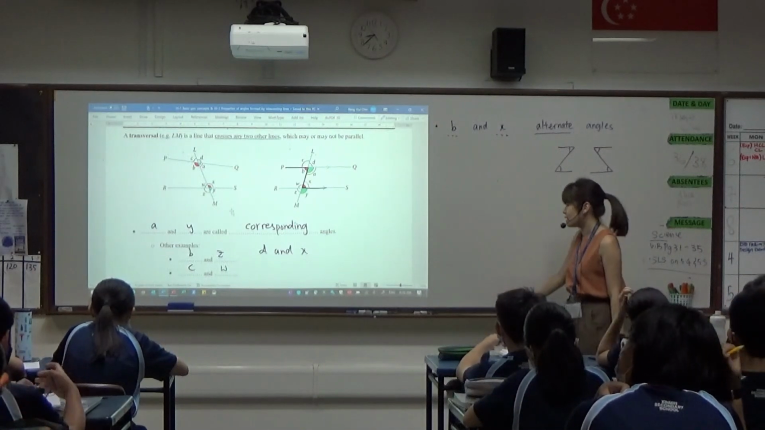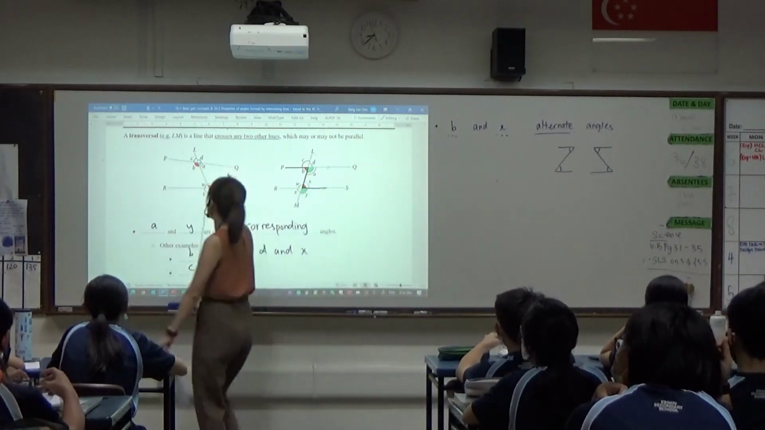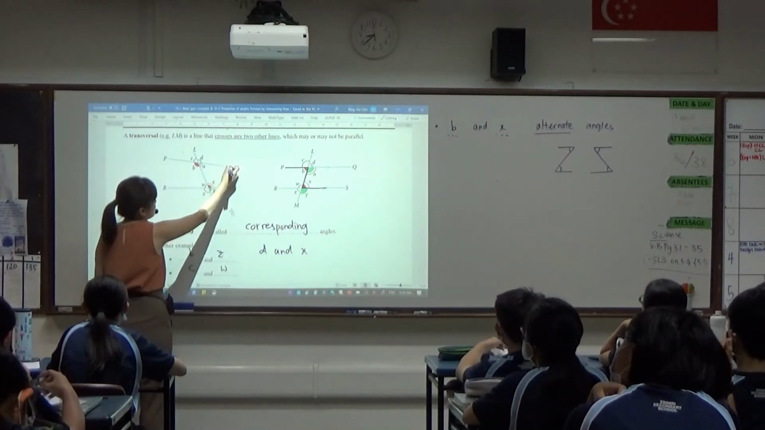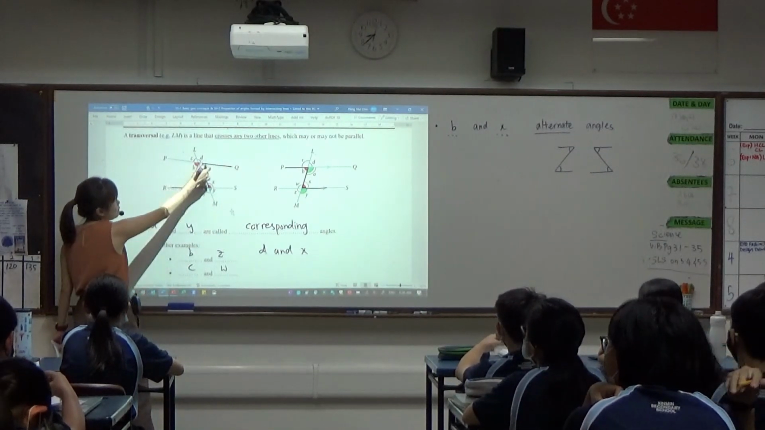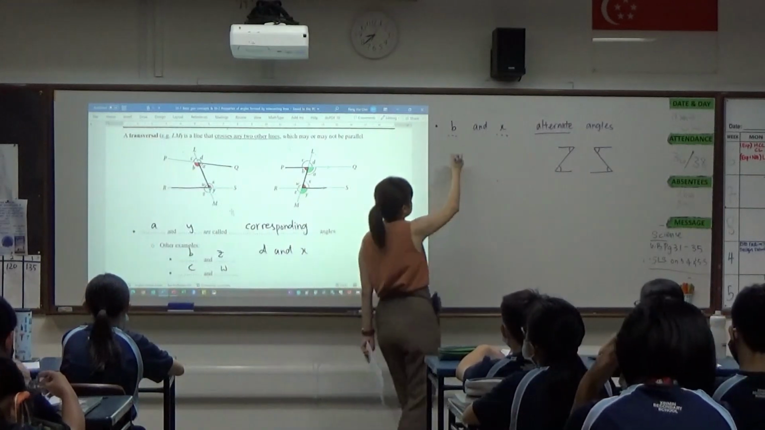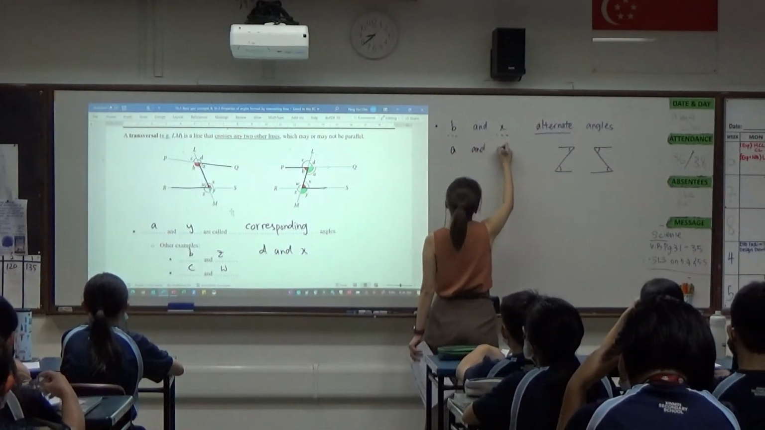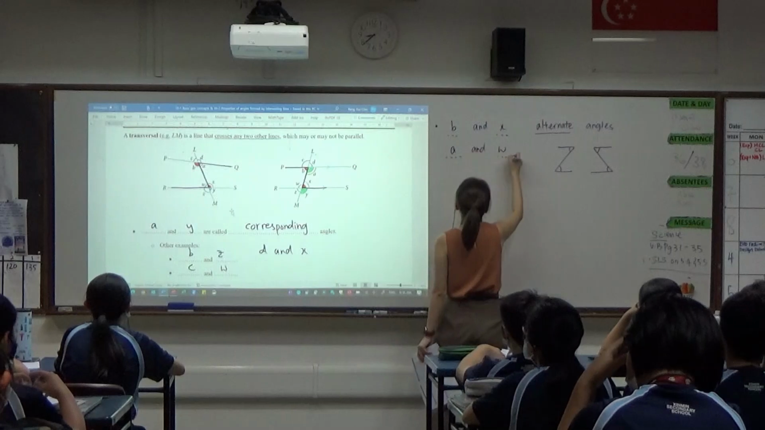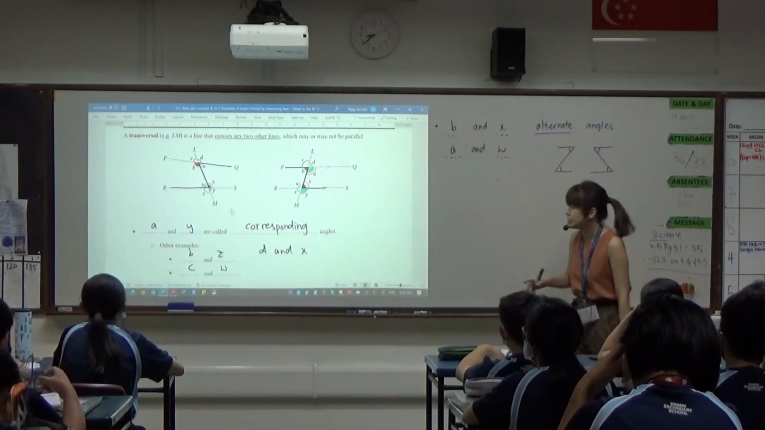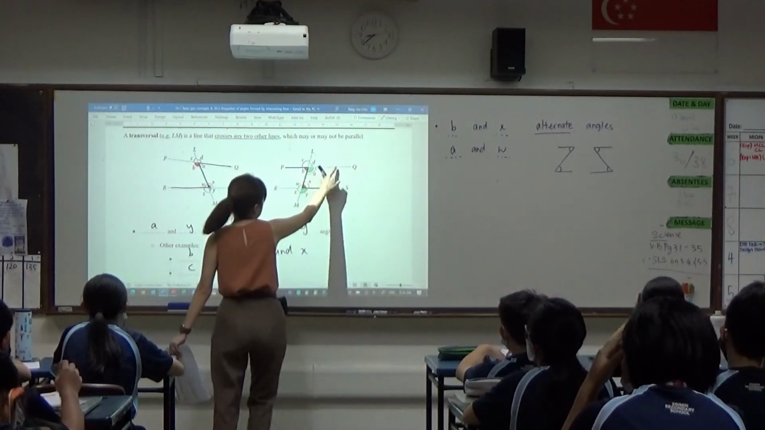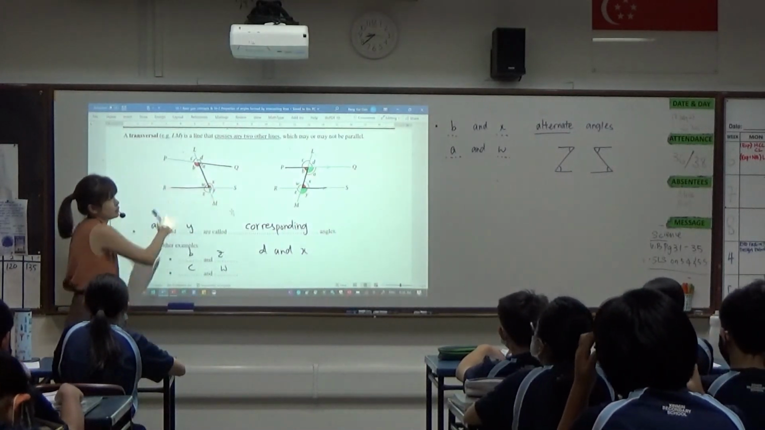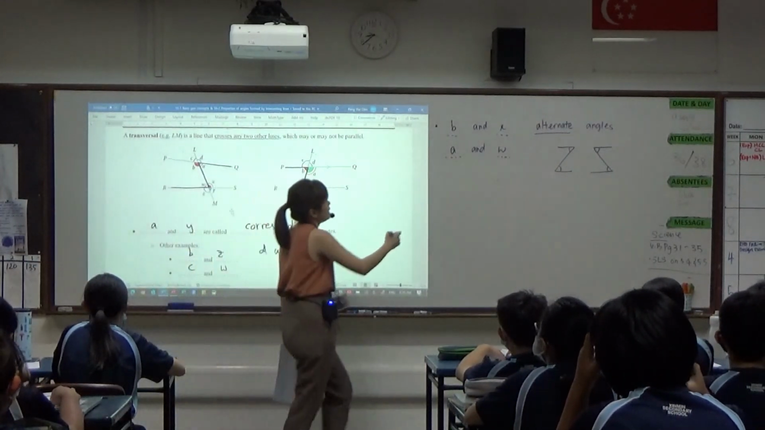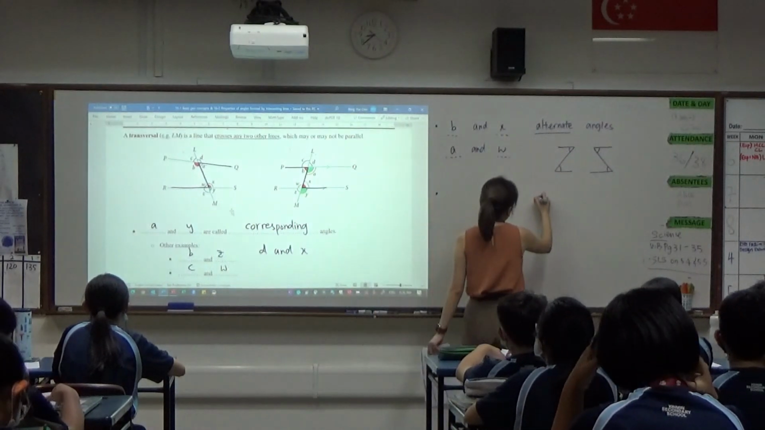Another pair we can have, if you're looking at this diagram, is the other Z, which will be in this manner, where we have A and W. Of course, the same applies to the other diagram as well. So in this diagram we have A and W, and in the other diagram we have B and X also. And then the last one we have is our interior angles.